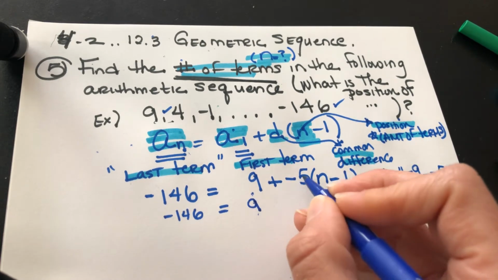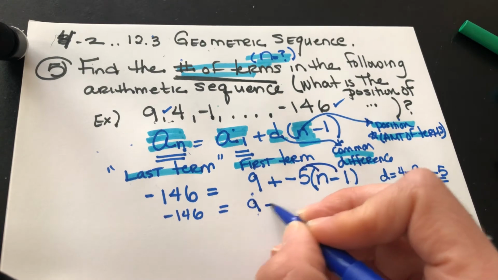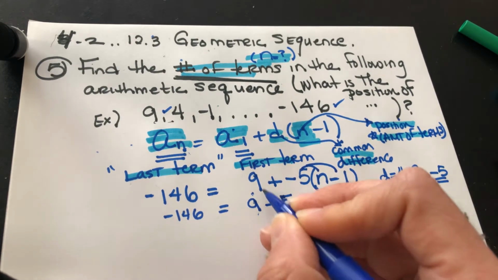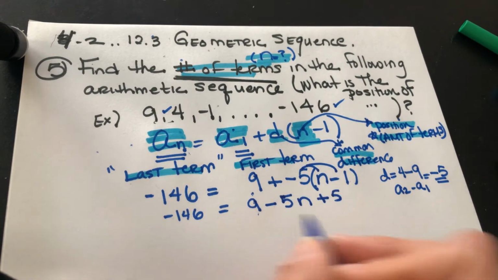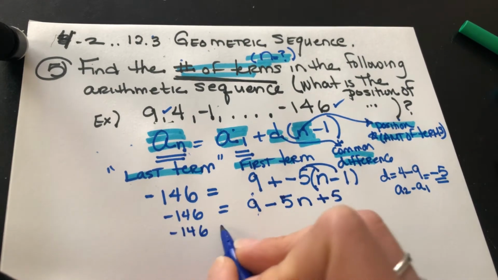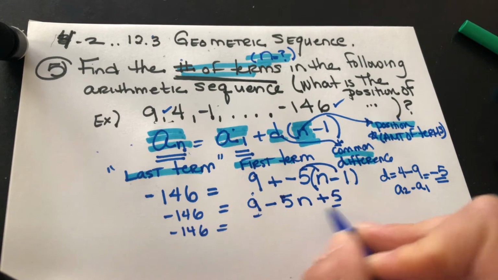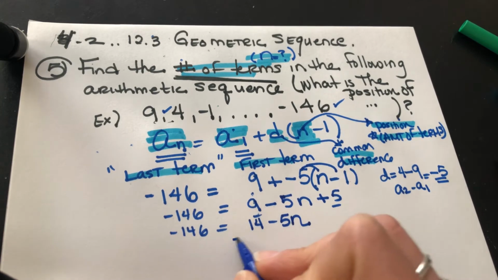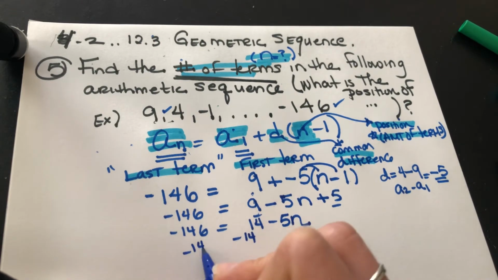PEMDAS tells us first we have to distribute. So be really careful. It's a very common mistake for a lot of kids to do 4 times... Well, and then once you do that, you should be fine. So now you have 9 plus 5 is 14 minus 5n. That's minus 14 from both sides.